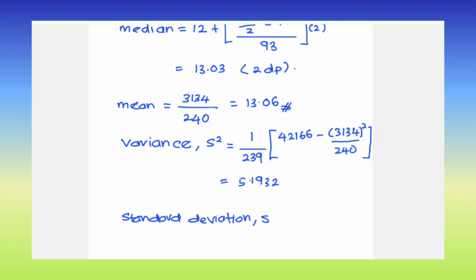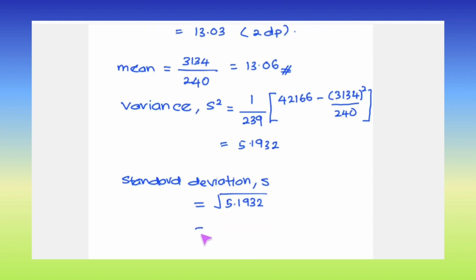Then, proceed to find the standard deviation. So, standard deviation S is equal to the square root of 5.1932. And please check the answer by yourself.